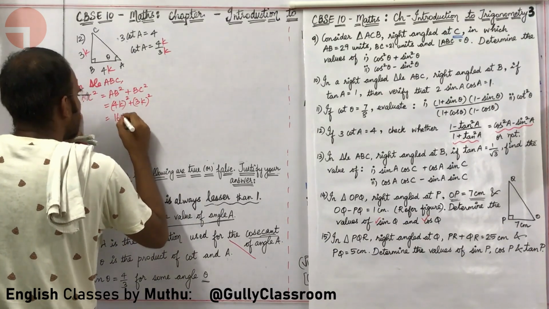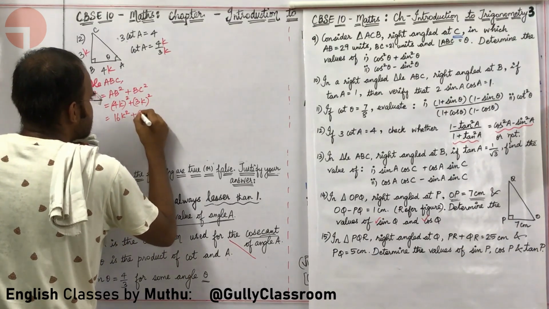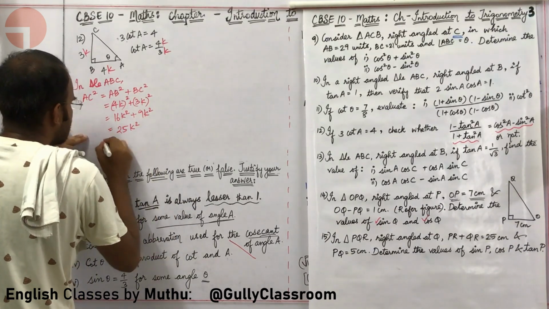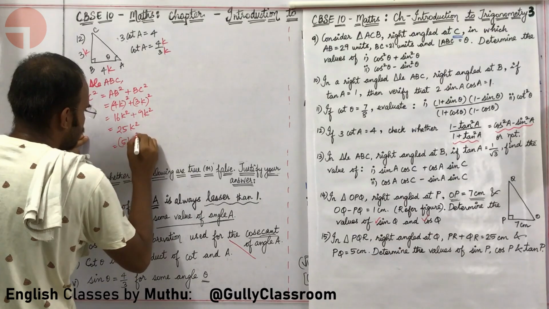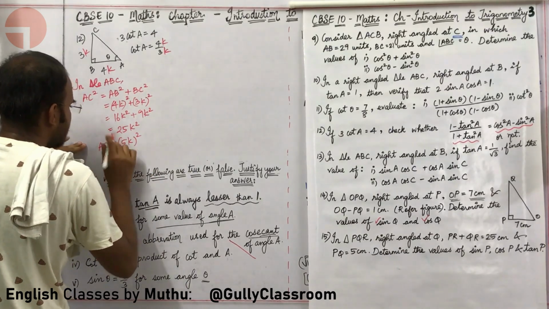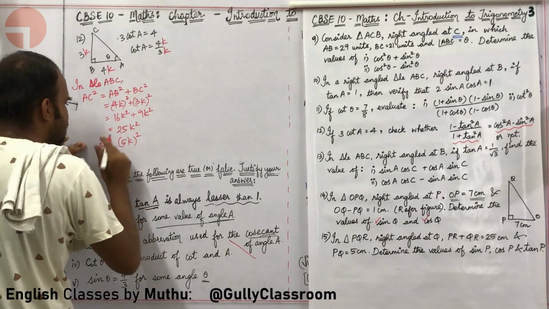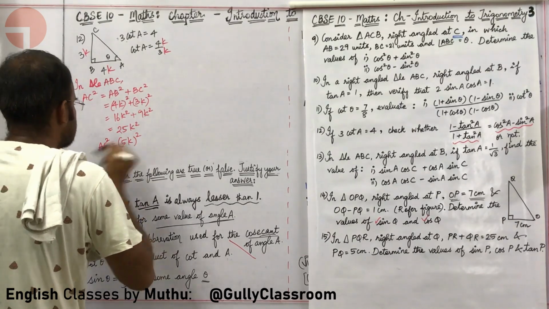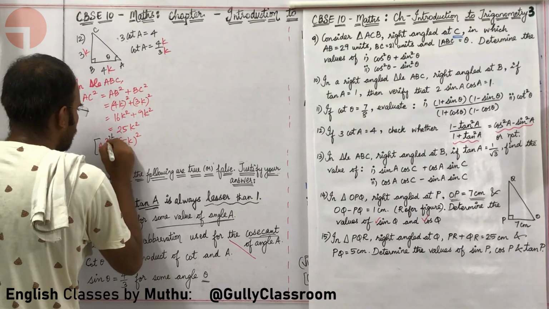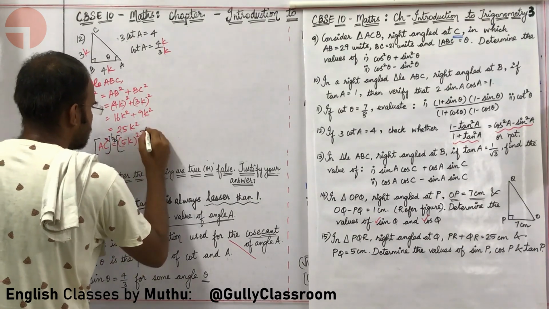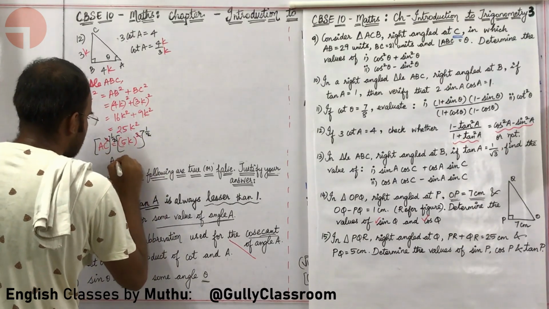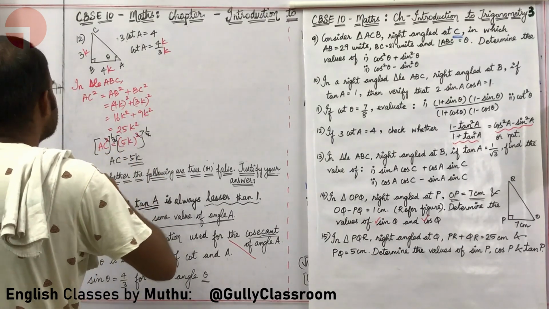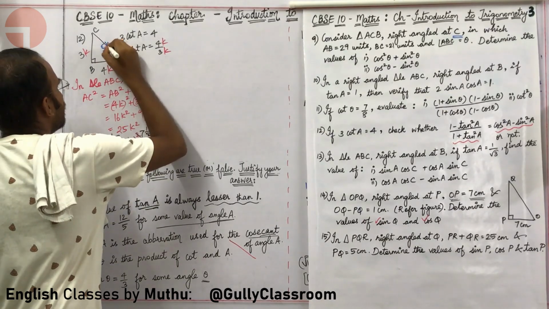I can square it as 16k square plus 9k square. This can be added to get 25k square, which can be written as 5k whole square. Here, for AC square, I can simply take a root on both sides. What is root? Power of half is nothing but root. So, I am going to put a 1 by 2 here and here. AC is nothing but 5k. Let us write AC is nothing but 5k over here.